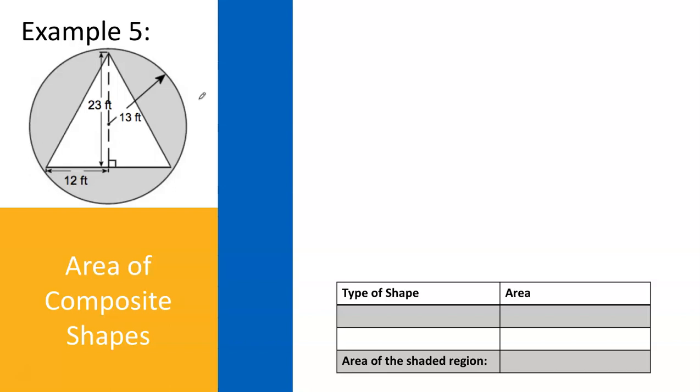But instead of adding the area of the triangle and the area of the circle together, this is actually going to be a subtraction problem. We're going to take the area of the circle and then subtract from it the area of the triangle.